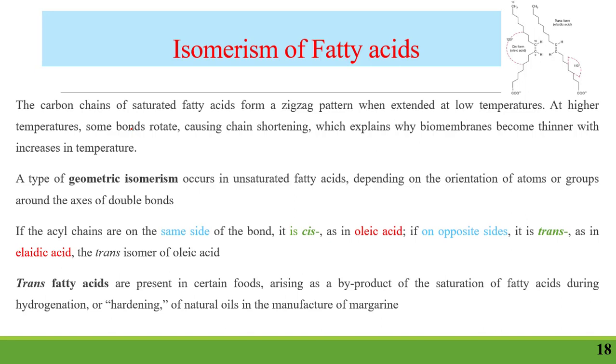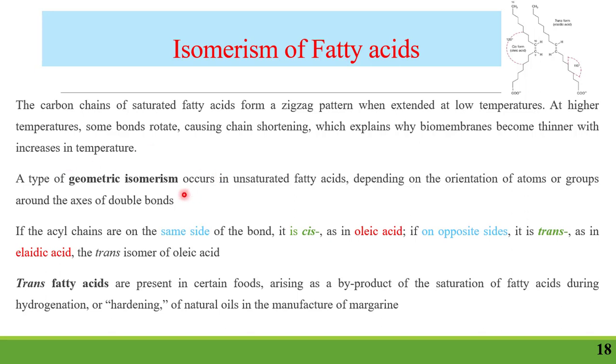Okay, after knowing the structure and nomenclature system of fatty acids, and also about essential and non-essential fatty acids, you must know about the isomerism of fatty acids. The carbon chain of saturated fatty acids forms a zigzag pattern when extended at low temperature. At high temperature, some bonds rotate, causing chain shortening, which explains why biomembranes become thinner with an increase in temperature.